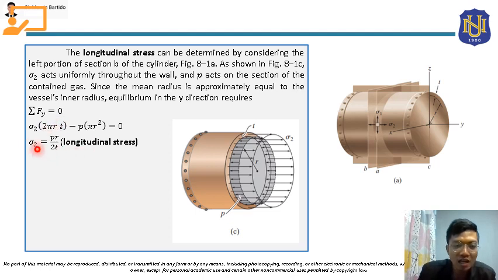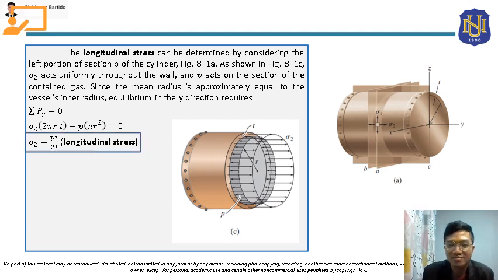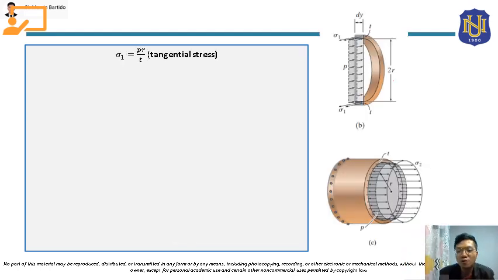Okay, so that sigma 2 will be equal to PR over 2t, right? PR over 2t. So this will now be the formula for longitudinal stress. So for the formula of tangential and longitudinal stress, these are the formulas.